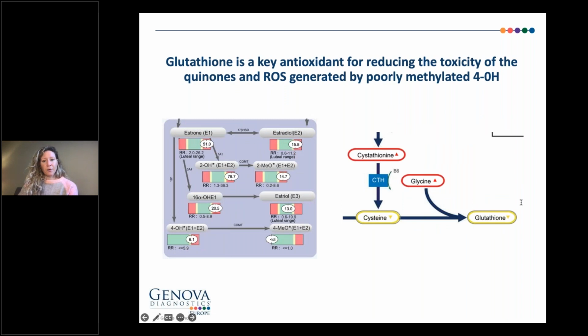So why is this so important in the context of the methylation panel? Aside from affirming that her COMT SNP is indeed most likely being expressed when looking at her poor estrogen methylation and anxiety disorder, we also know that her glutathione is low. And of course, glutathione is a key antioxidant for reducing the toxicity of the quinones and the reactive oxygen species generated by poorly methylated 4-hydroxy metabolites. So having low glutathione means she's at a higher risk of DNA damage and therefore breast cancer.